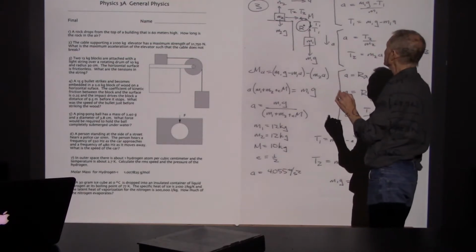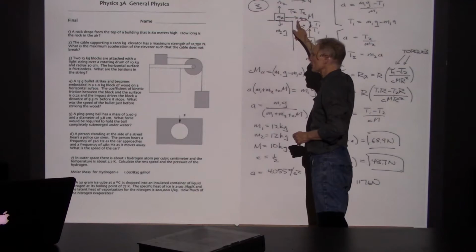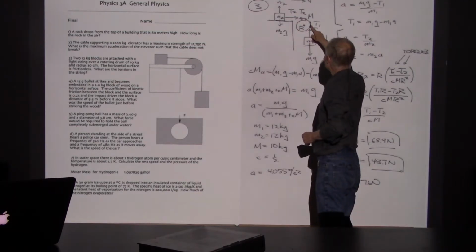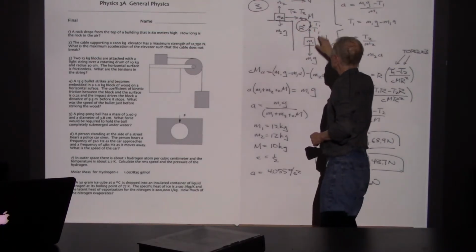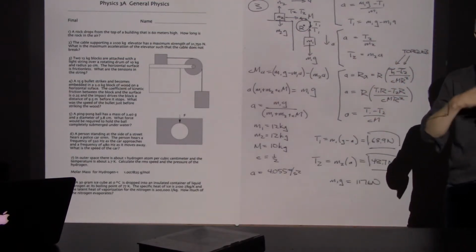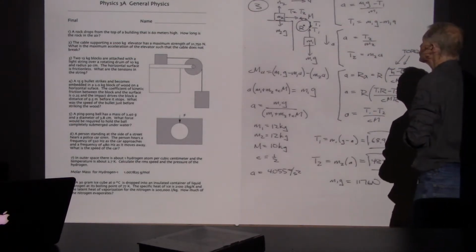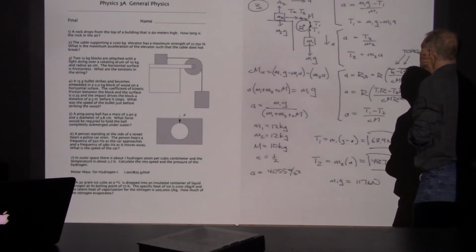tension 2. Now, the tension in this part of the string or the cable is not equal to the tension here. That pulley has mass, and we're going to have to exert a net torque on the pulley to get it to undergo a rotational acceleration. That's what we're going to need. So T1 has to be bigger than T2, and we have to treat them separately.